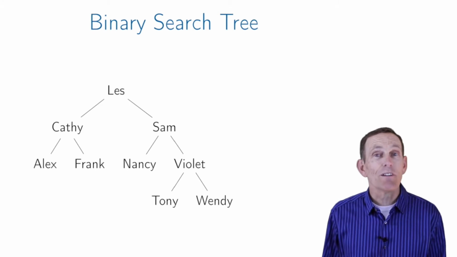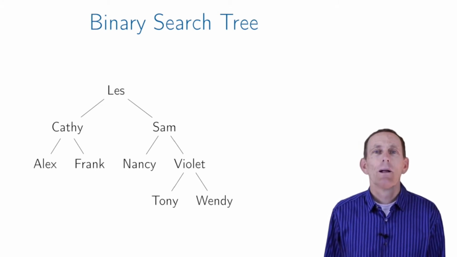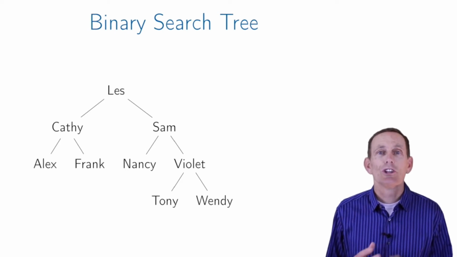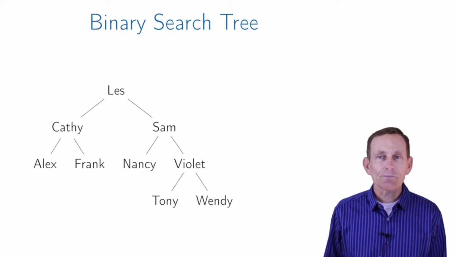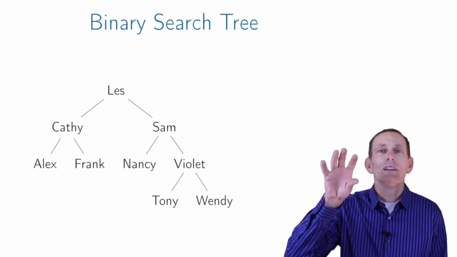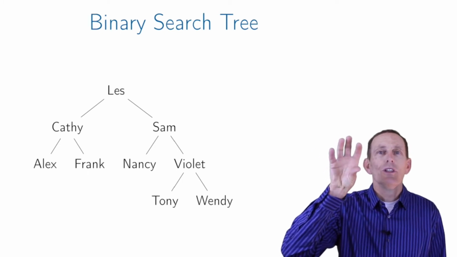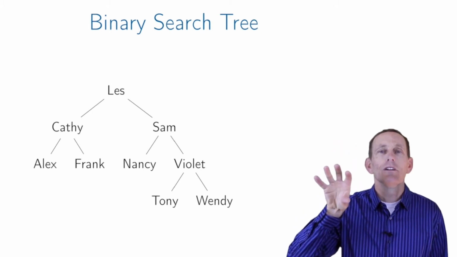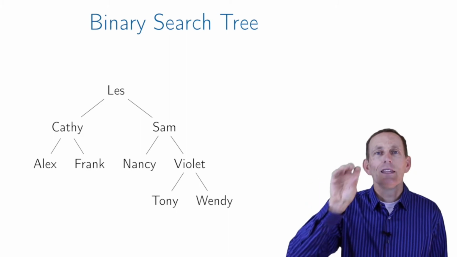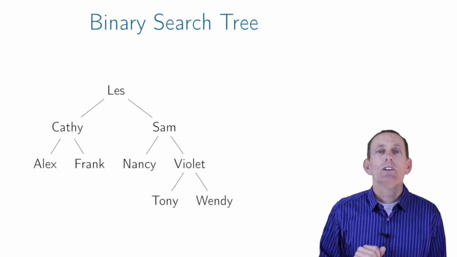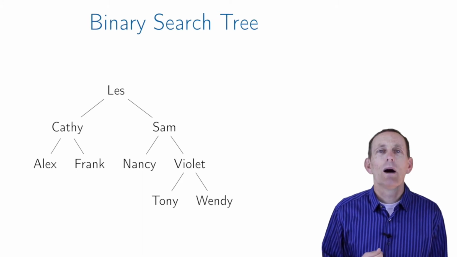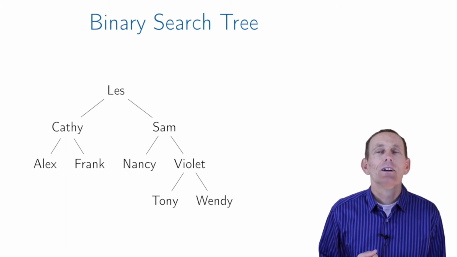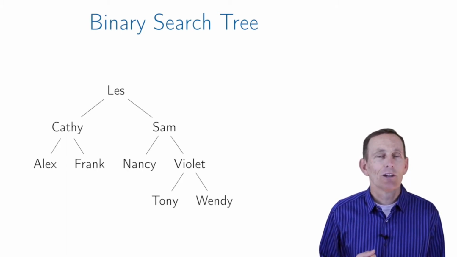So binary search tree is a very common type of tree used in computer science. The binary search tree is defined by the fact it's binary, so that means it has at most 2 children at each node. And we have the property that at the root node, the value of that root node is greater than or equal to all of the nodes in the left child. And it's less than the nodes in the right child. So here, less than and greater than, we're talking about alphabetically. So Les is greater than Alex, Kathy, and Frank, but is less than Nancy, Sam, Violet, Tony, and Wendy.